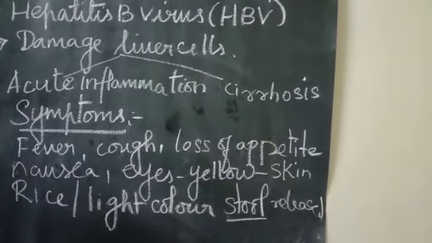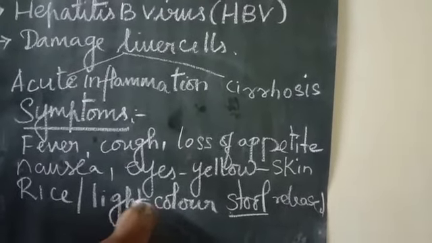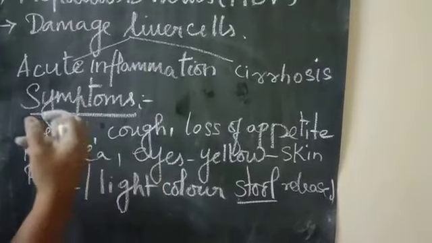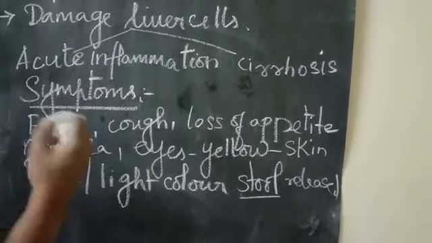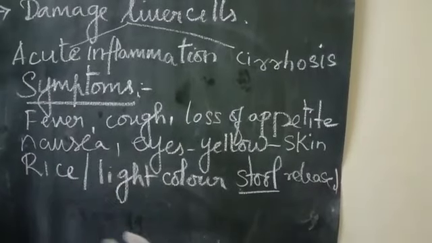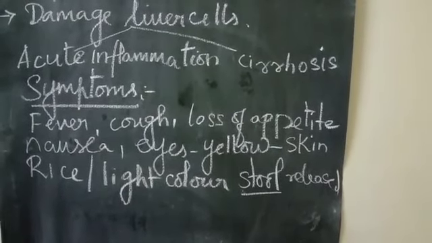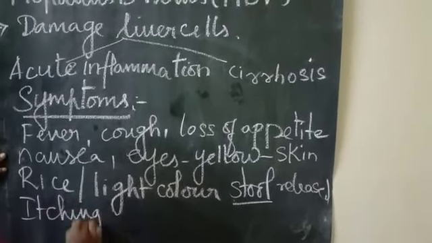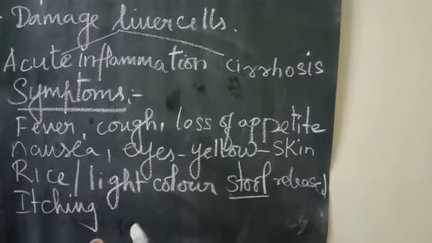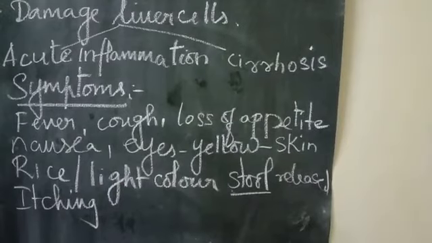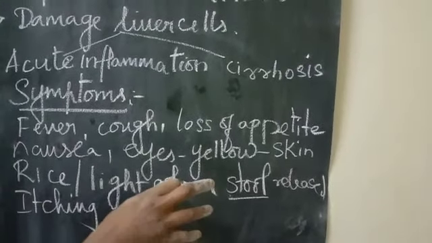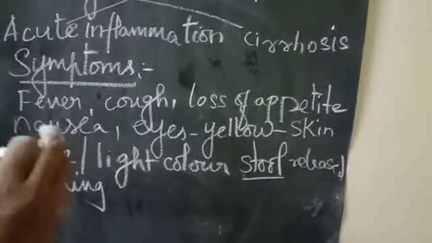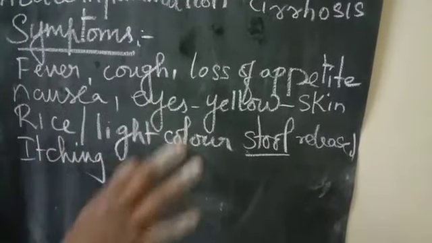And the next symptom you can see is itching. Usually your body will be irritated, and sometimes itching will be there. Itching means scratching your body, and some rashes may also occur. Clear? Joint pain will be there, headache will be there, and reddening spots will be there on the skin. Such symptoms you can find.